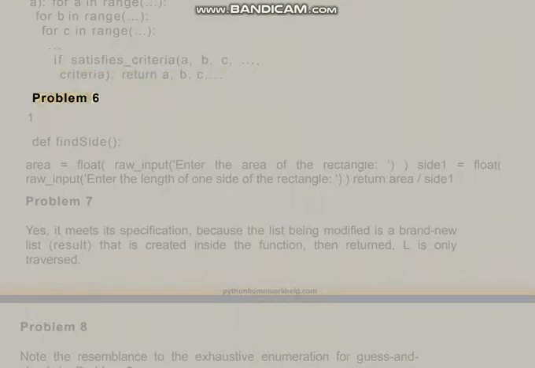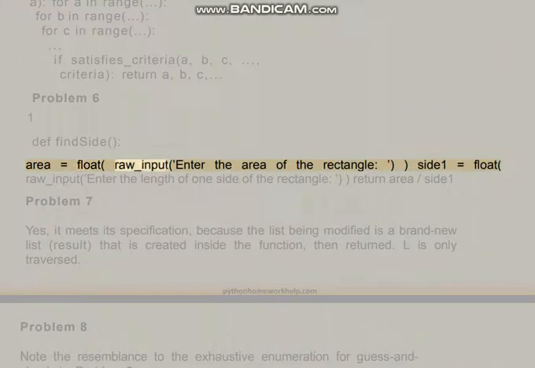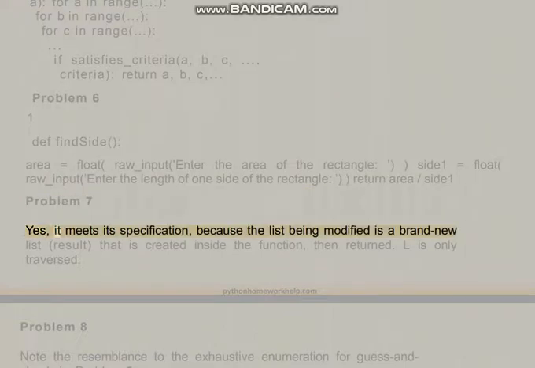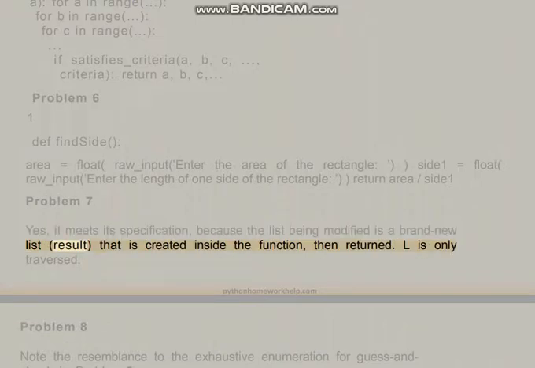Problem 6. def find_side(): area = float(raw_input('Enter the area of the rectangle')); side1 = float(raw_input('Enter the length of one side of the rectangle')); return area / side1. Problem 7. Yes, it meets its specification, because the list being modified is a brand new list, result, that is created inside the function, then returned. L is only traversed.